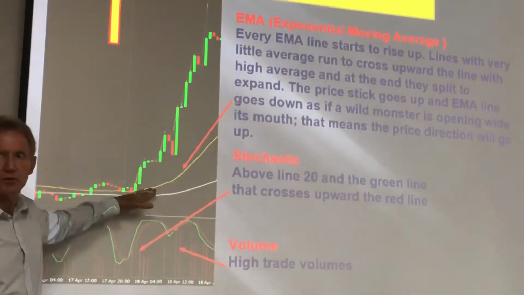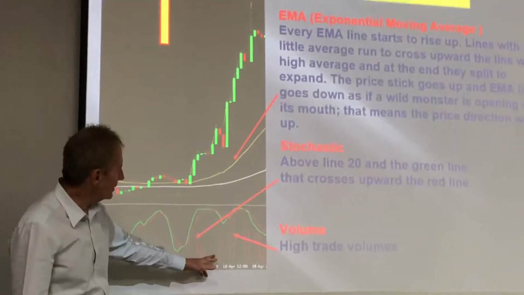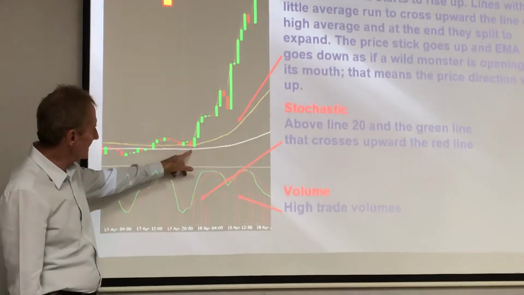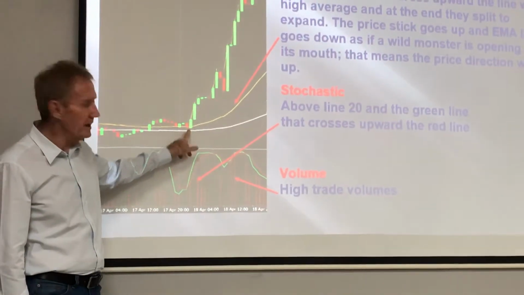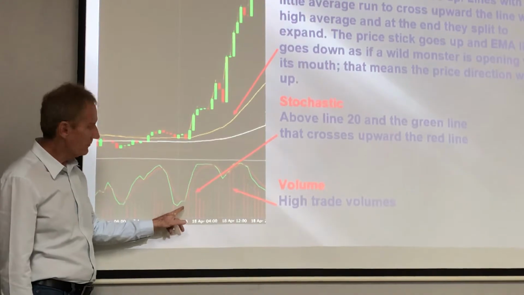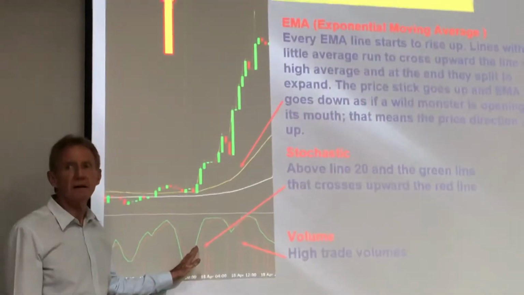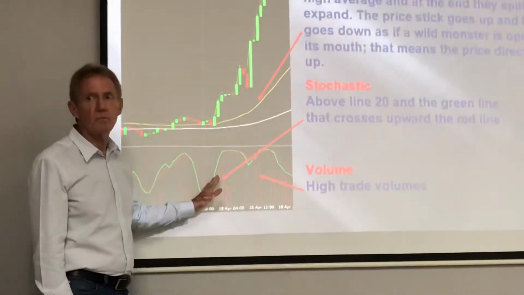Whatever moving averages you have are starting to go with the price. The volume is high. And here, just at the beginning of the change in the trend, what's happened? From oversold, the green line crossing the red line, and starting to move up.